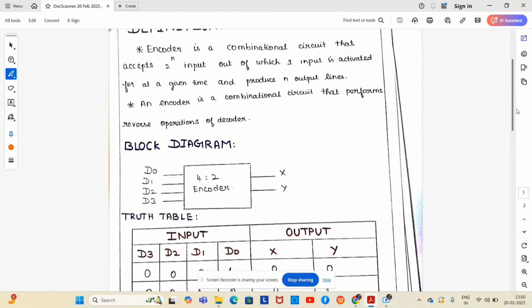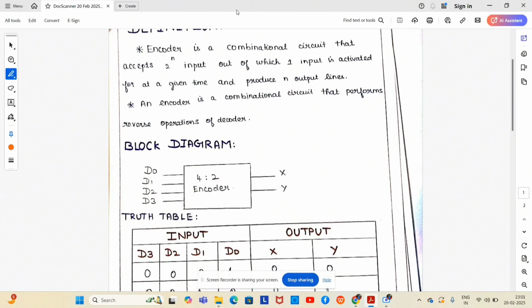So, what is the purpose of using encoder? Encoder reduces the number of lines required to transmit information from multiple inputs to a single output. That means it can simplify the design of the system and reduce the cost of components. So, generally, whatever information is given by the user is converted into binary bits. Those binary bits, by using encoder, are reduced.